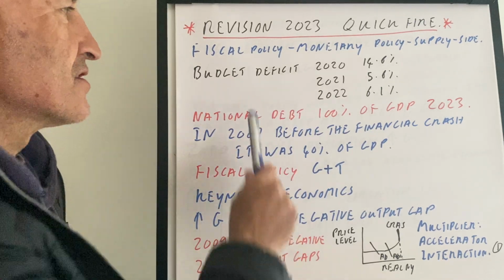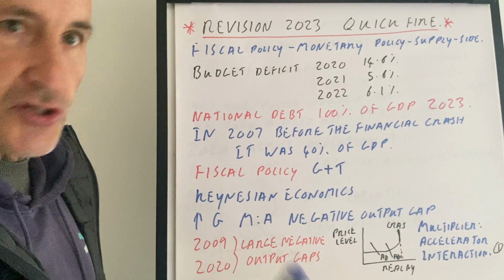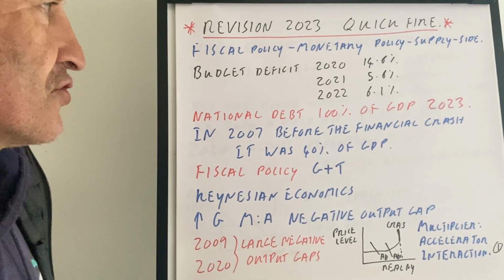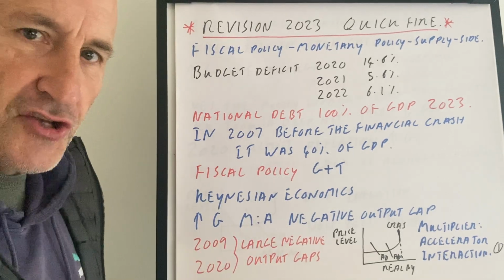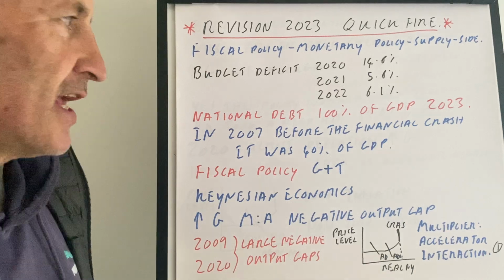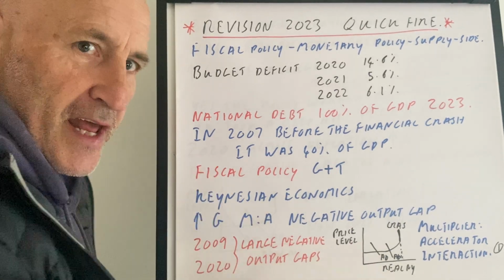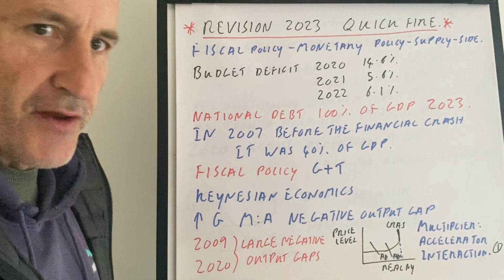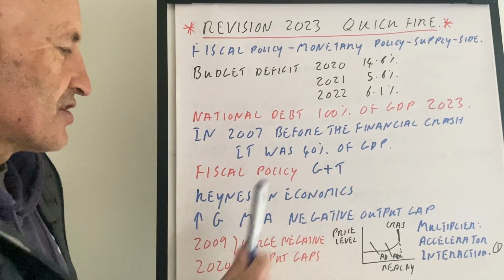Just some quick figures. The budget deficit in 2020 was 14.6%. In 2021, it was 5.1%. And 2022, it was 6.1%. So this is therefore creating a very large national debt of 100% of GDP in 2023. In 2007, before the financial crash, the national debt was roughly about 40% of GDP. Fiscal policy is government spending and taxation.